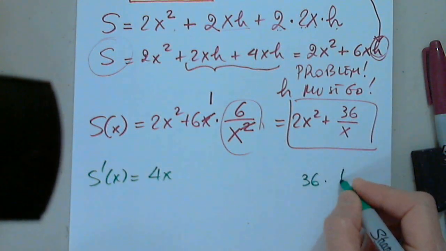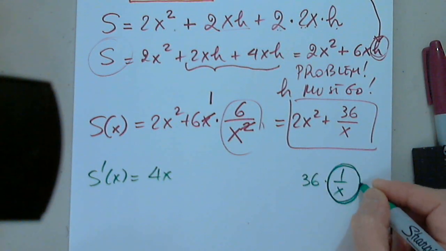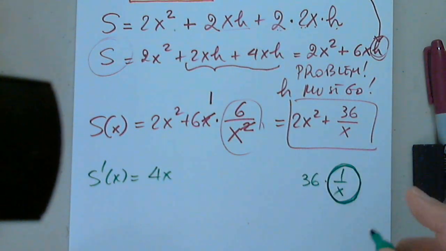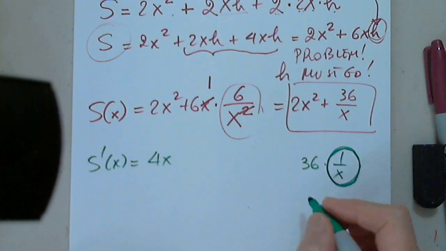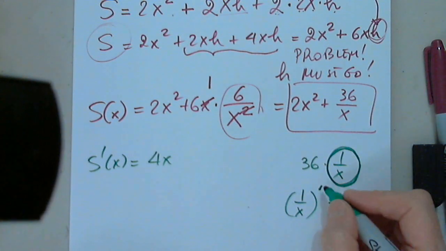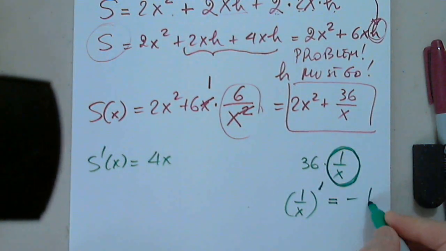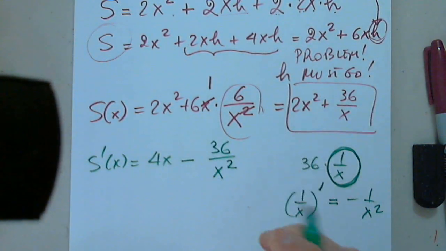So it's 36 times 1 over x, and we made it very clear a long time ago how to differentiate this. Anyone remembers what is 1 over x prime equal to? It's negative 1 over x squared. Brilliant. Thank you very much, Levi. Thank you. So then this is minus 36 over x squared.